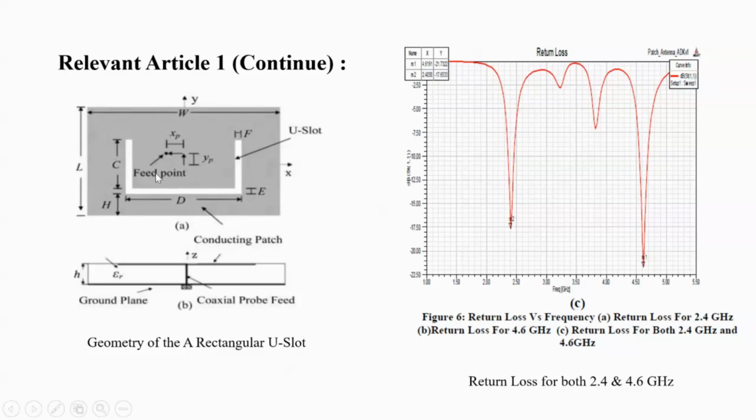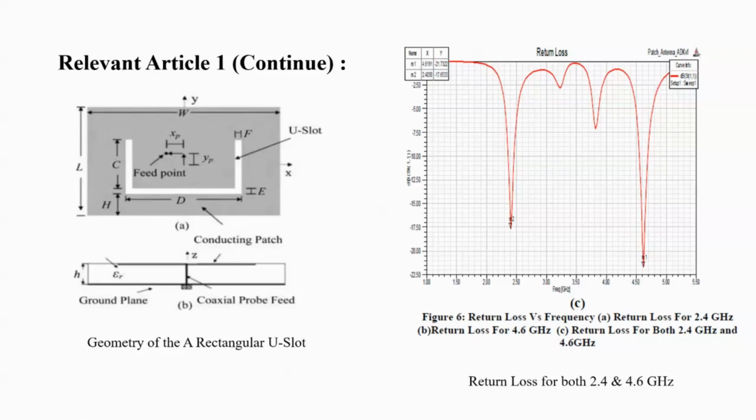So for the geometry, this is the top view and the side view of the U-shaped slot microstrip patch antenna. As you can see the dimension. Also, using the coaxial probe fitting method. And for the loss, the design antenna resonates at 2.4 GHz and 4.6 GHz respectively. The return loss for 2.4 GHz lies around negative 70.78 decibel, and the bandwidth is around 0.11 GHz. And return loss for 4.6 GHz is around negative 20.2915 decibel, and the bandwidth is around 0.14 GHz.